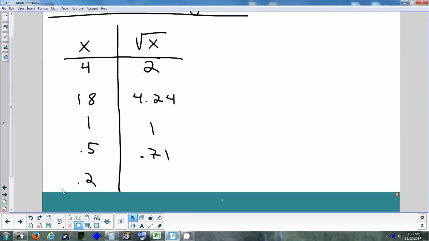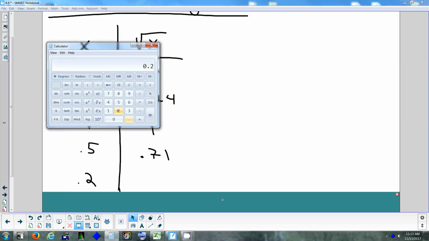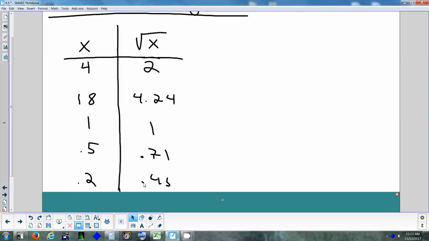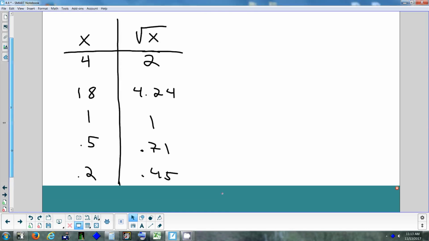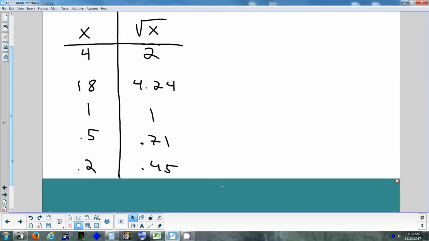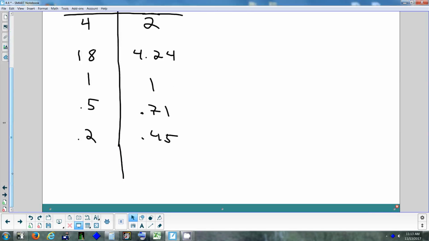And of course, what if it's negative? We're not talking about negative because that would be imaginary. So what I just said covers everything. 0.2 square root, 0.45. So the answer, does it get smaller or larger? Well, it depends. Okay, what does it depend on? That's what I just said.